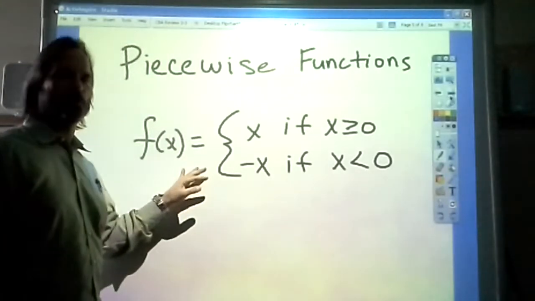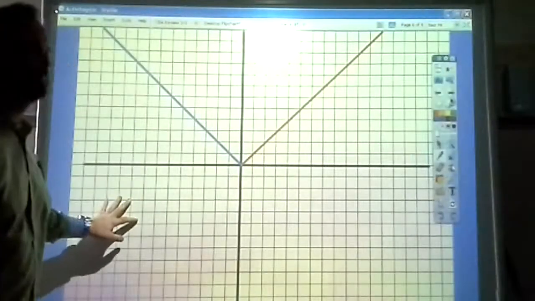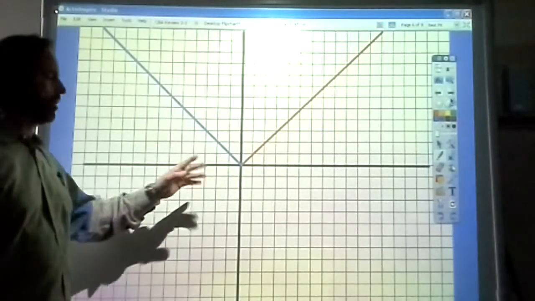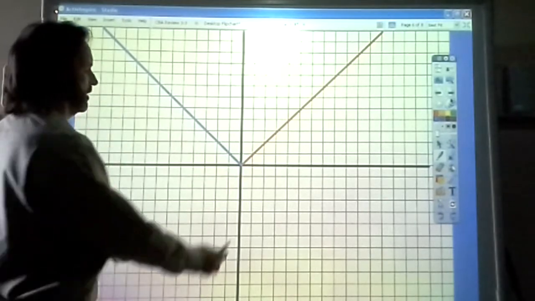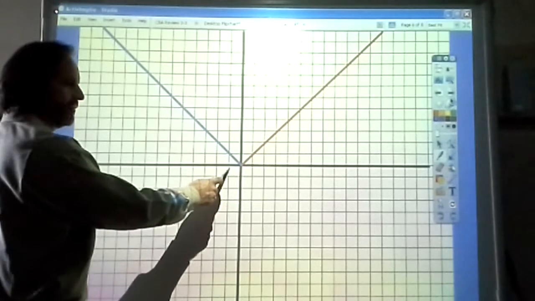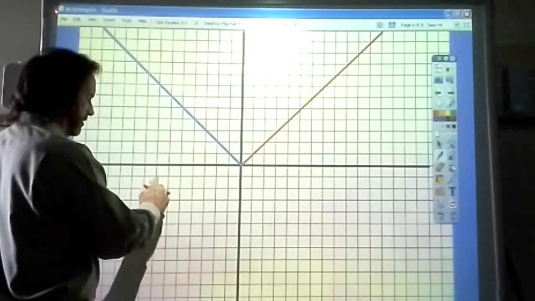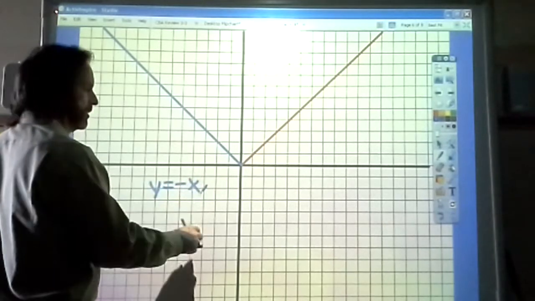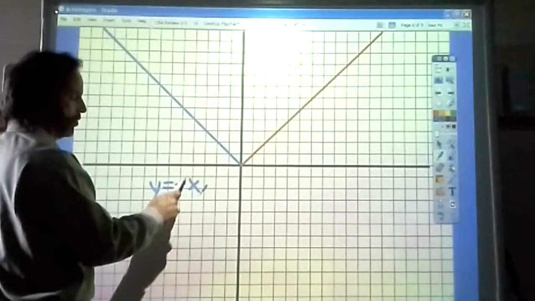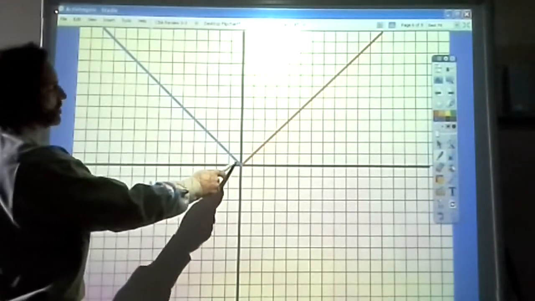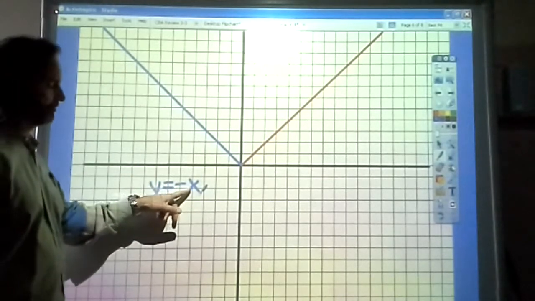What do you think this function is going to look like? It's your absolute value function. For x less than 0, y equals negative x. If x is negative 1, what's the opposite of negative 1? 1. I plug in negative 1, what's the opposite? 1. Negative 2, what's the opposite? Positive 2. So that's your y equals negative x line. What's your slope? Negative 1.